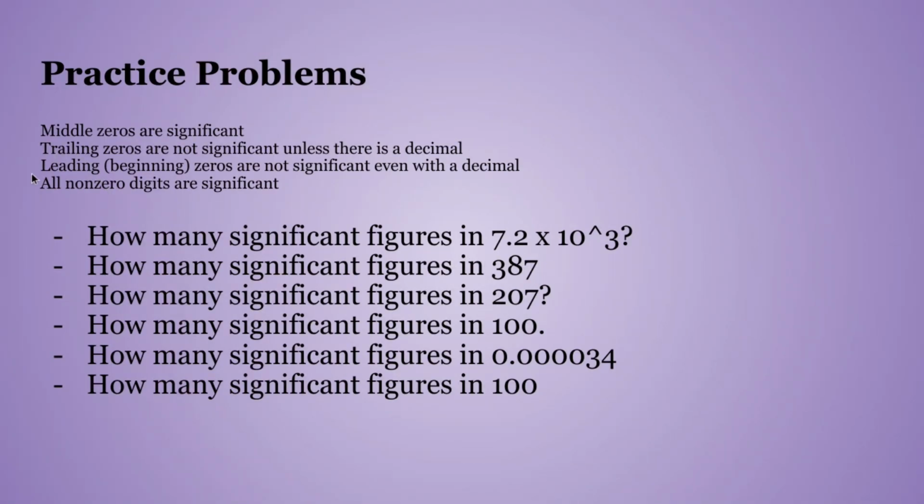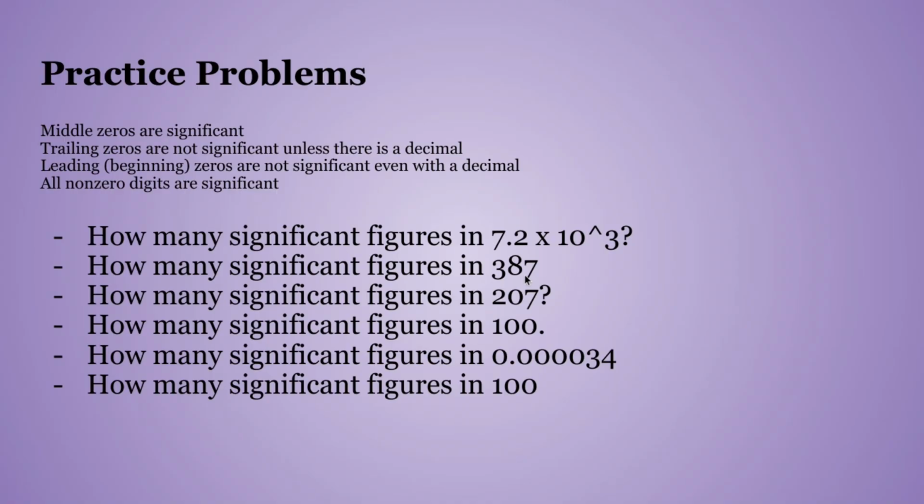Second, how many significant figures in 387? Again, look back here. All non-zero digits are significant. 3, 8, and 7 are all not zero. So if I were to ask you how many sig figs in 387, it's 3.